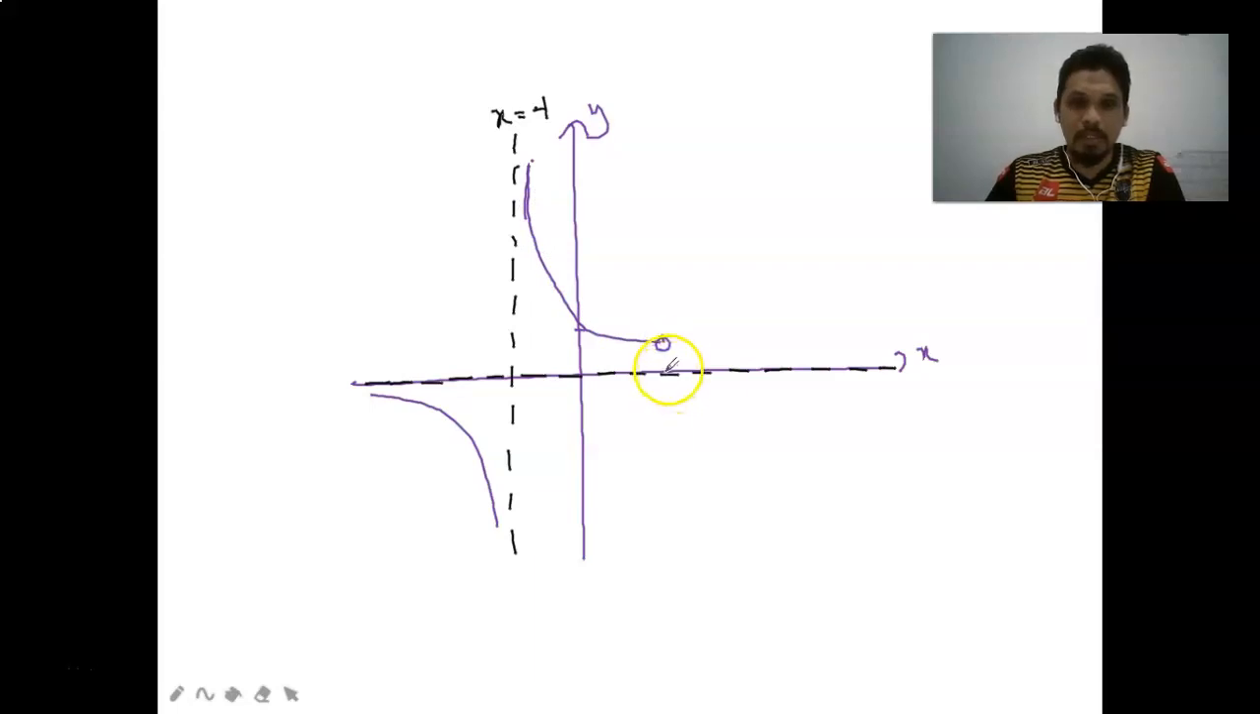And there's a hole when x equals 1, and then the graph approaches the x-axis. So this is the function f(x) equals 1 divided by x plus 1.